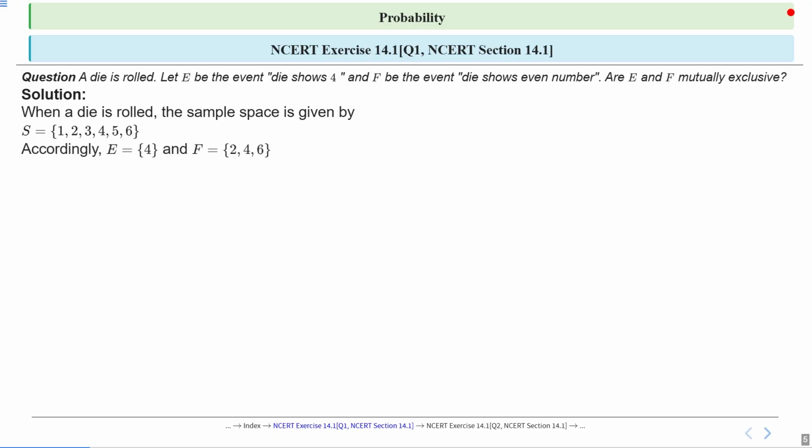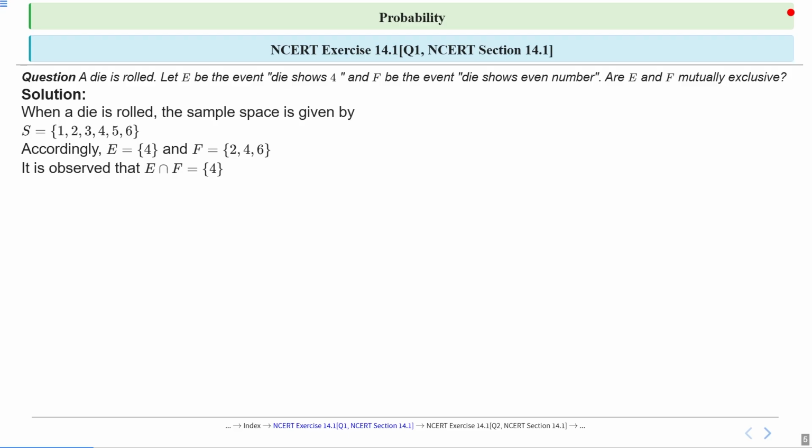And accordingly, event E is showing the number 4. Okay. So the event E is basically equal to the singleton set {4}. And then F is the event that the die shows an even number. Okay. So event F is nothing but the set {2, 4, 6}. Clear? So event E is the singleton set {4} and event F contains 2, 4, 6.